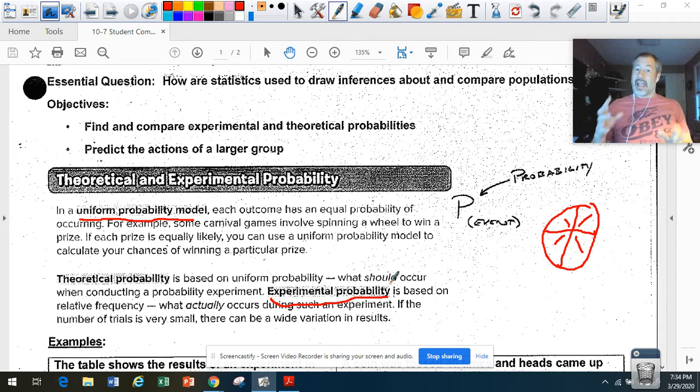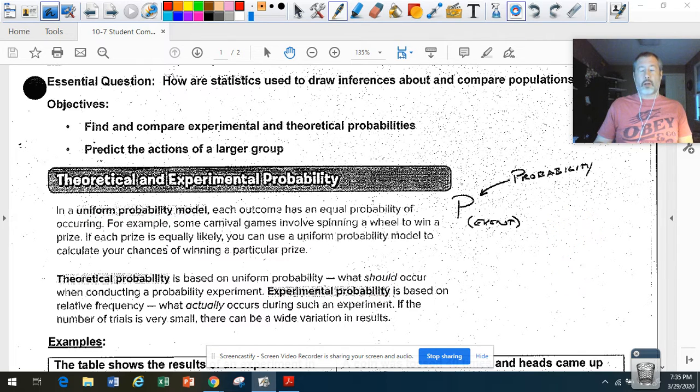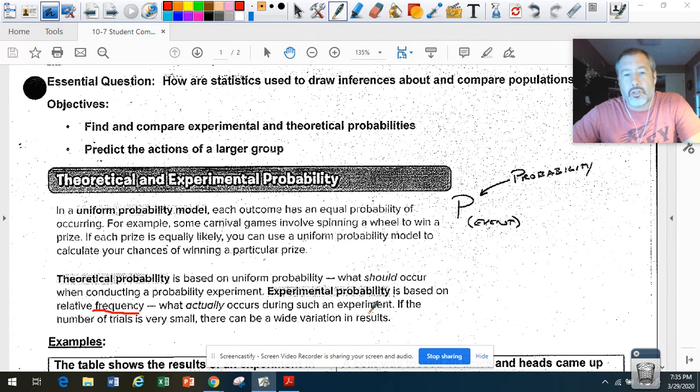But to actually see what is true, we do the experimental probability, which means we do an experiment to see what we actually get. So this is based on relative frequency. We're going to be making a frequency table here. So what actually occurs during such an experiment? So that's what we're looking at here. What is actually going to occur?